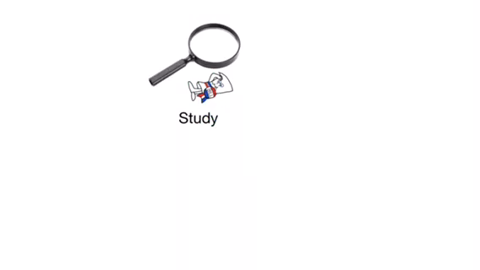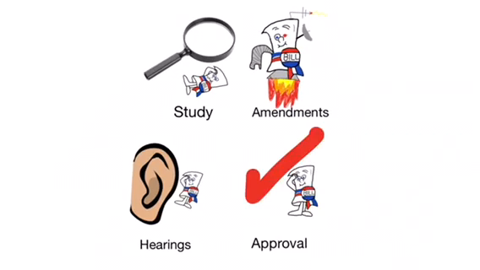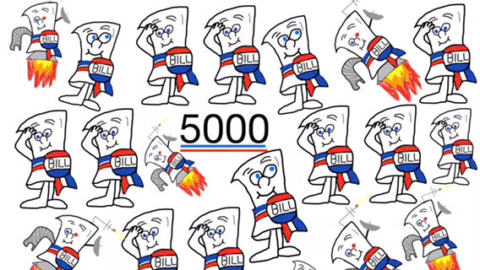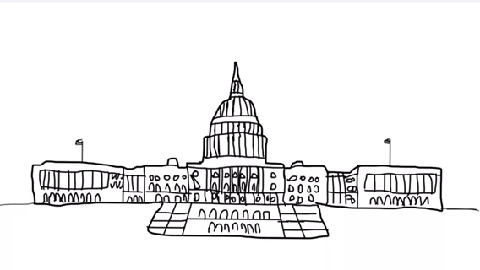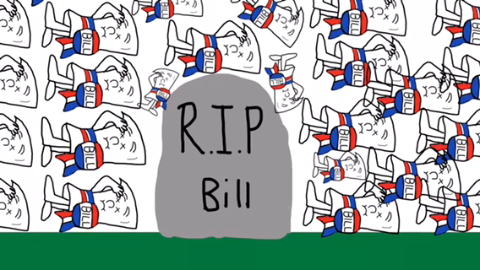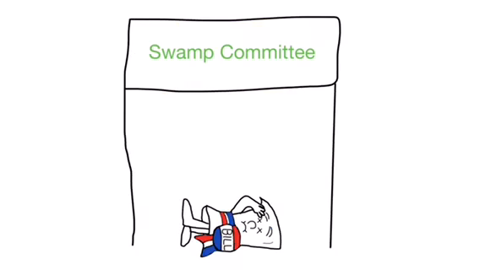Subcommittees are responsible for studying the bill, adding amendments to the bill, holding hearings about the bill, and eventually approving the bill. If a bill isn't approved by the subcommittees, it's shelved, and being shelved is equivalent to being dead. Of the roughly 5,000 bills introduced to the Congress every year, over 97.5% of them die before they could become laws. Of these, most die in committee.